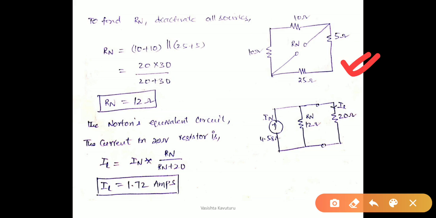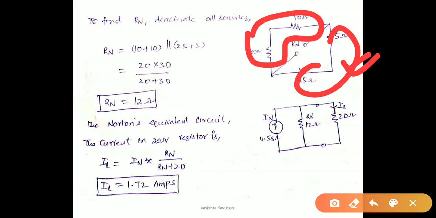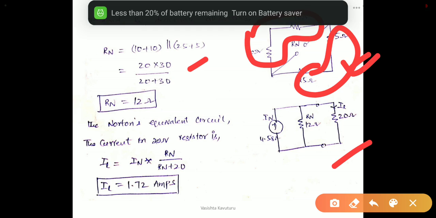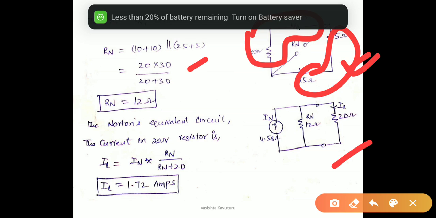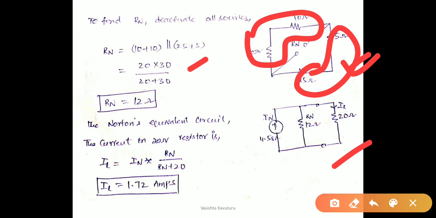Upon observing the circuit, 10 plus 10, these two are in series, and 25 and 5, these two are also in series. With respect to Rn, these two are in parallel. Therefore, the Rn value can be calculated as 12 ohm. Therefore, the Norton's equivalent circuit is shown in the figure by connecting the Norton's current source with the parallel resistance. Next, it is connected with the load impedance, 20 ohms.